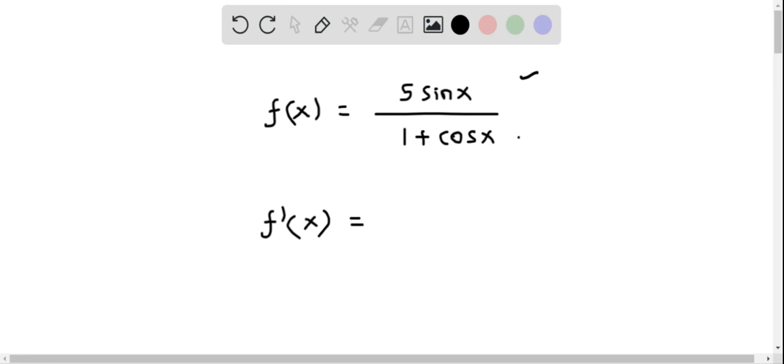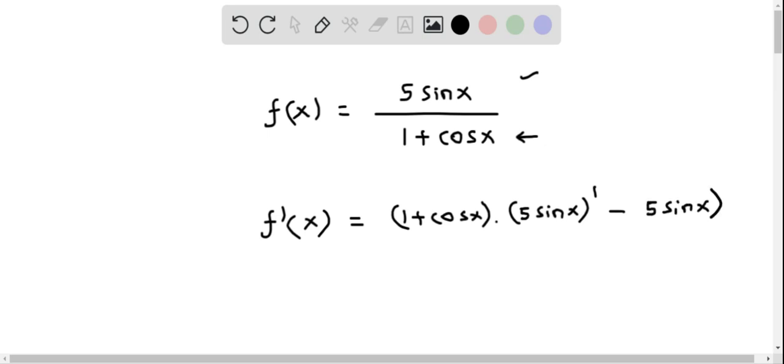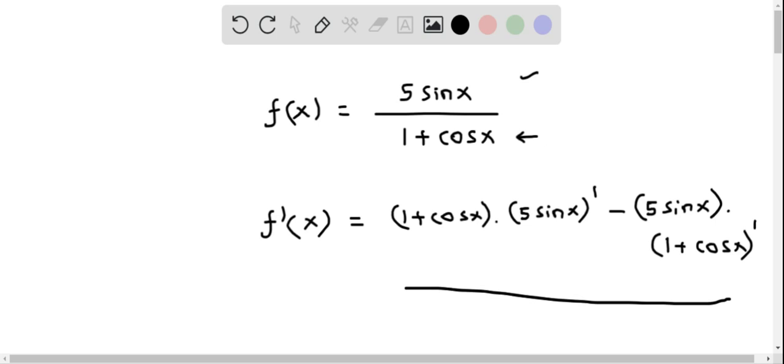So first we put the denominator expression when we use the quotient rule, that is 1 plus cosine x times the derivative of the numerator expression, that is we should find the derivative of 5 sine x. We then put minus, and then now put the numerator expression, that is 5 sine x, and this should be multiplied with the derivative of the denominator expression, that is 1 plus cosine x. We find this derivative, and this is over the denominator quantity square, that is 1 plus cosine x quantity square.